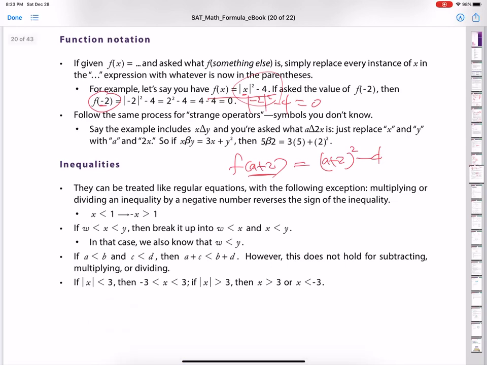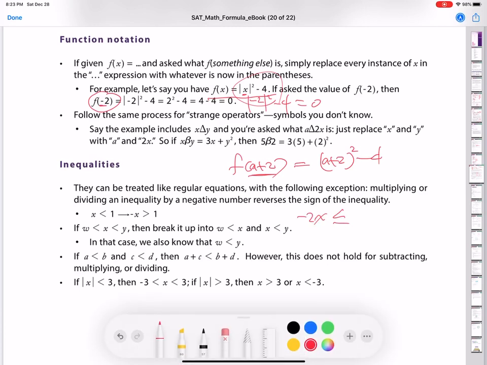Okay, inequalities. Solving inequalities is exactly the same as solving an equation, but one thing is different. If negative 2x is less than or equal to 8, what is x? x is divided by negative 2, divided by negative 2, that's x, right? And then negative 4, right?